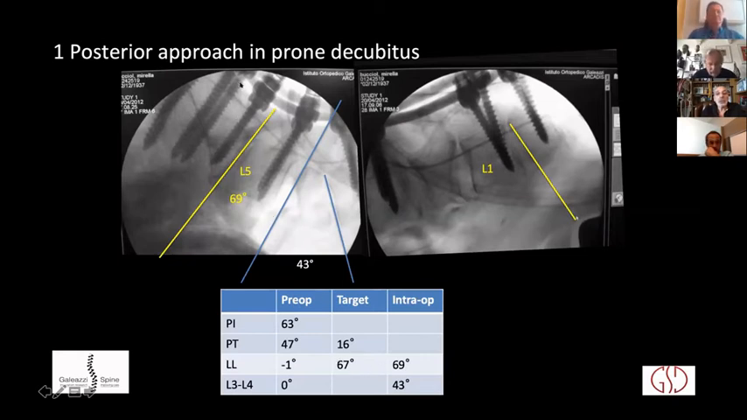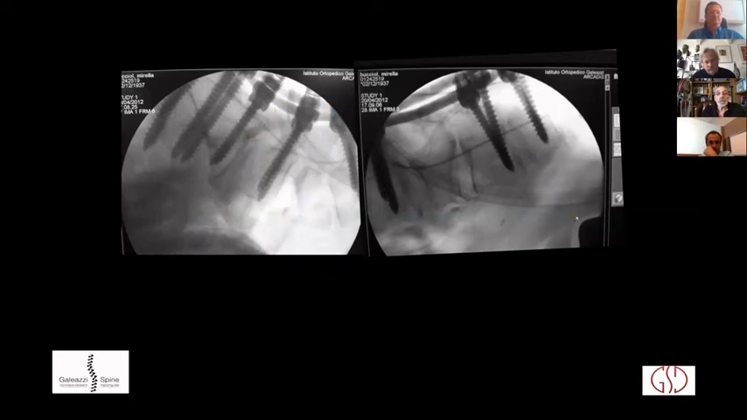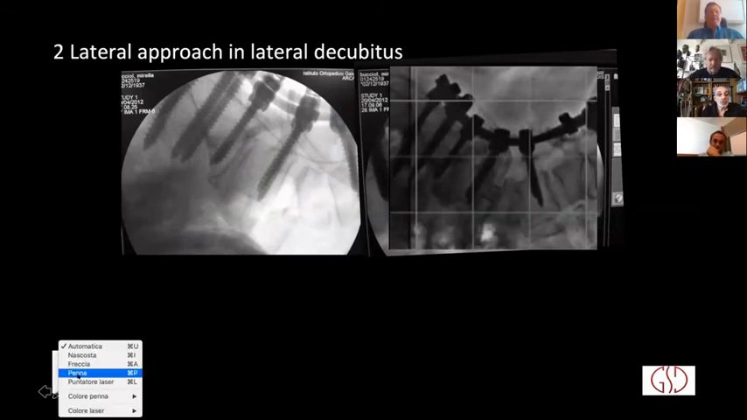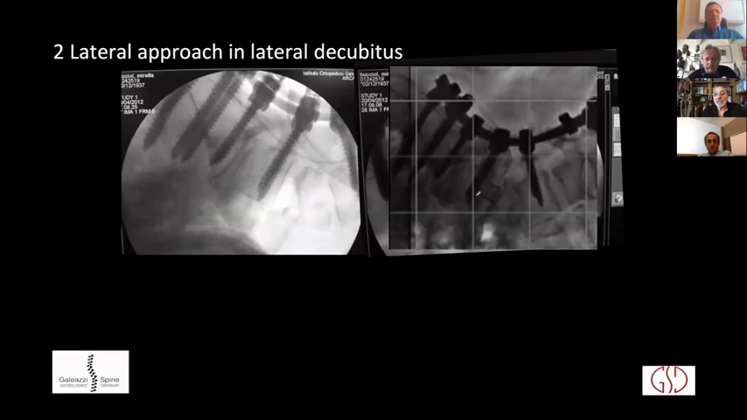At that point, the posterior instrumentation was completed. We turned the patient, and we put a large cage just here, because in this way we had the chance to promote interbody fusion because of the large cage at that level.